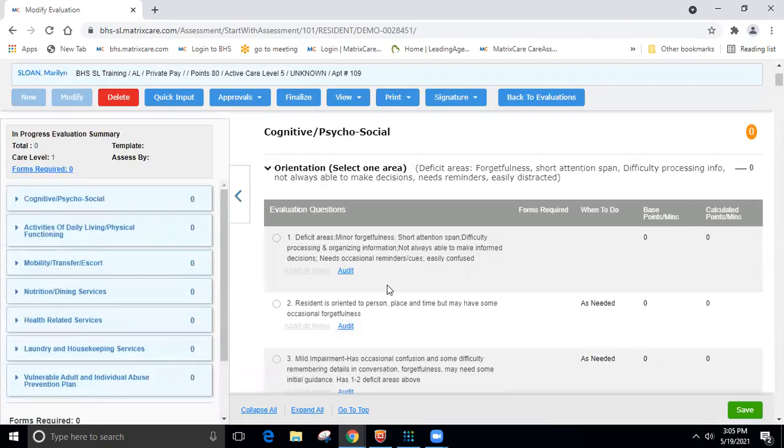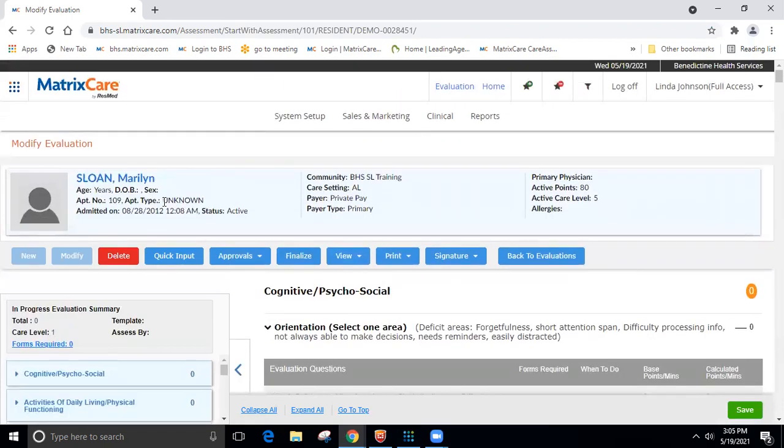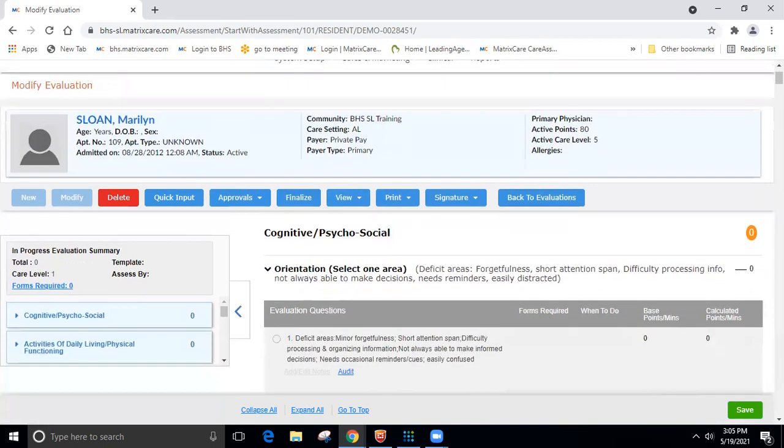And you're going to notice if it's a brand new evaluation, we would not have any active care points and we wouldn't have a level yet. But this is nice because if it's a reevaluation, I can watch what she was. And over here, I can see she's in progress. Again, you have some blue buttons across the top, and then you have your category where we're starting with cognition and psychosocial.